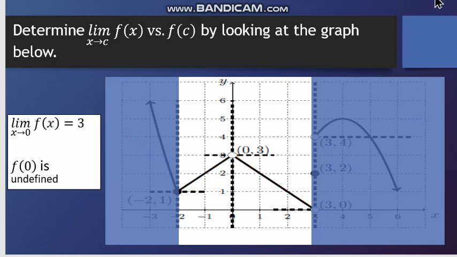However, for f of 0, we can see that this is a white dot. Therefore, there is no existing graph at this point. So our f of 0 is undefined.